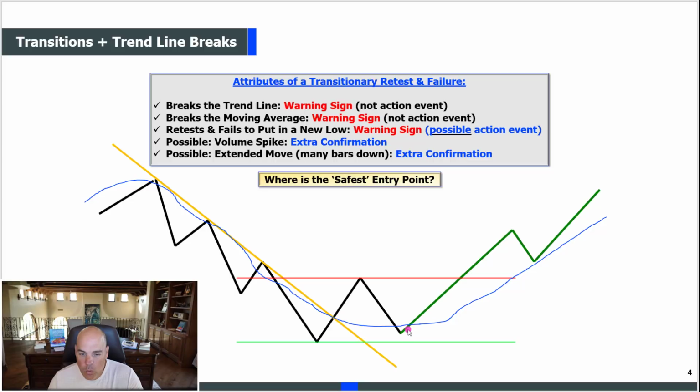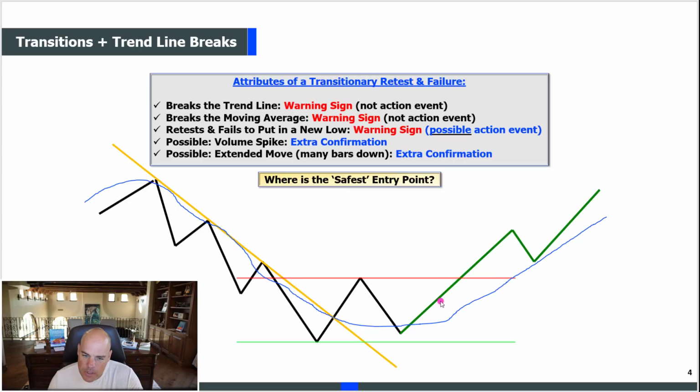You generally want to wait till it's put in at least one higher high and one higher low. Technically speaking, we are still not in an uptrend yet, right? We've only put in one higher high and over here two higher lows. Well, the definition of an uptrend is multiple, which means two or more higher highs and higher lows. We don't have that, but one of the safest areas on this chart is right here. See the rising moving average? See the green pullback here?